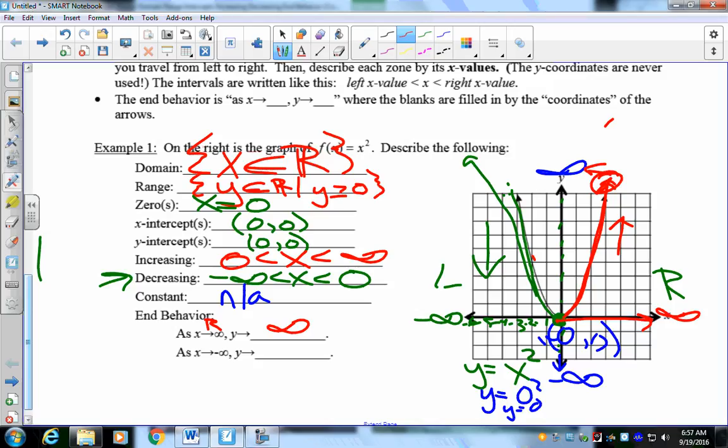My next chunk says x is approaching negative infinity. Negative infinity are your small x's. That's the left side of the graph. So we want to see what our left arrow is doing. Because as my x's are getting smaller, notice my y's are getting bigger also. They're going towards positive infinity. So for end behavior, you really can just take a look at your arrows and see which direction they're heading in.